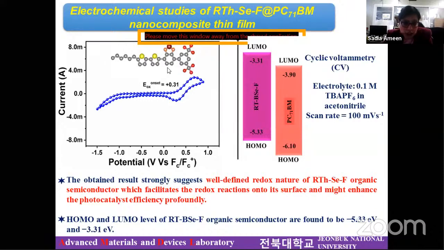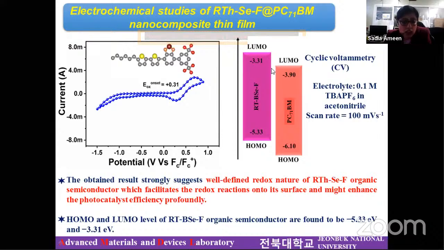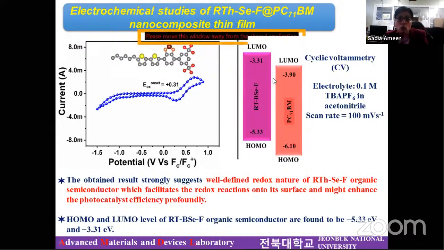If you look at the CV spectra, it shows the redox nature, that means there is the existence of both the oxidation as well as the reduction peak here. From this, we have calculated the HOMO and the LUMO level of our material as 3.31 and 5.33 electron volt respectively. Also, if you have a look here with PCBM, it matches well, meaning the LUMO of our synthesized material matches well with the LUMO of PCBM, leading to the fast generation of electrons during the photocatalytic activity.